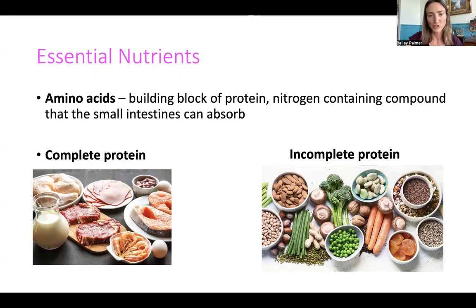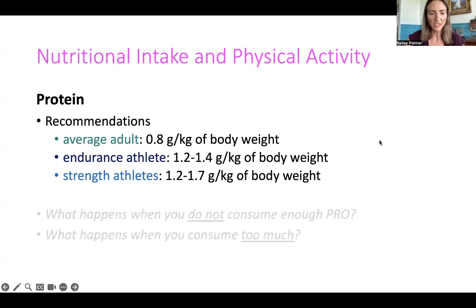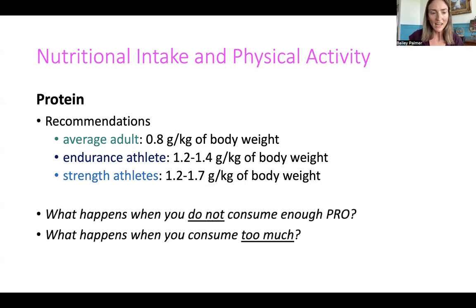With essential versus non-essential amino acids, we have to consume the essential amino acids daily. That's why there's a protein recommendation. But the non-essential amino acids, our body will actually make for us. With protein, we want to understand how much we actually need. These recommendations are from the NSCA, National Strength and Conditioning Association. The average adult needs 0.8 grams per kilogram of body weight. If you need to know how to convert your pounds into kilograms, there are equations for that. Once you get your weight into kilograms, you multiply it by 0.8, and that will tell you how many grams of protein your body needs.